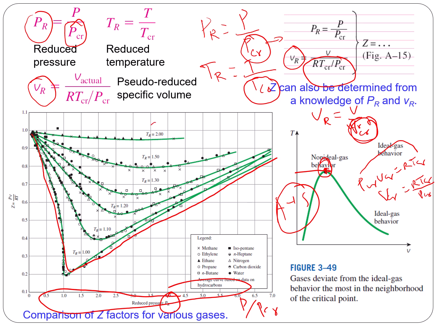So these are the values of reduced temperature. This whole line is reduced temperature 2, this whole line is reduced temperature 1.5. So this is how it's moving. So it's very important. The goal is to find the value of Z.